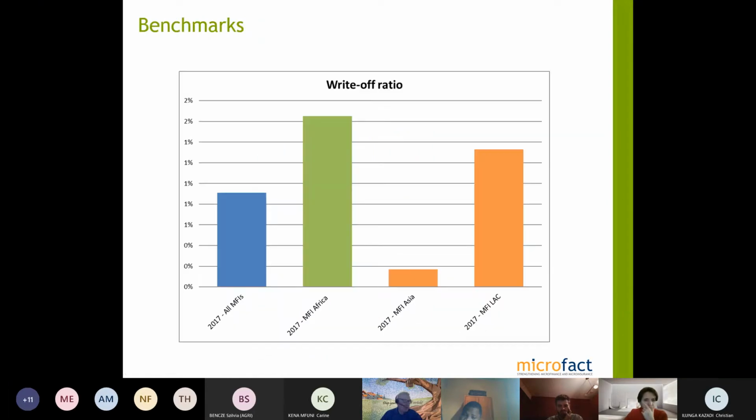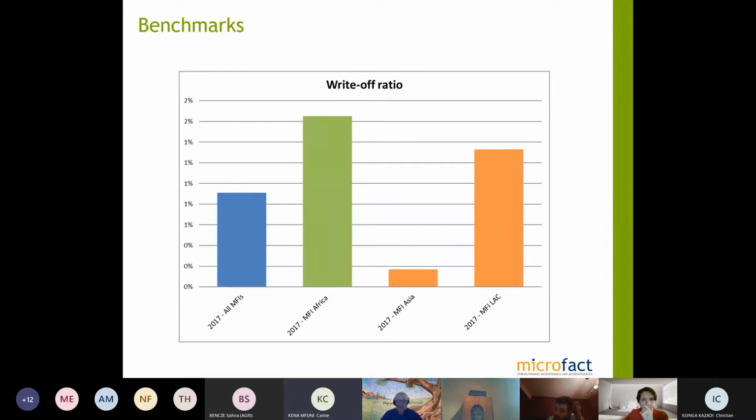Here I have some figures on write-off. As you can see, in general it's between 1% and 2%. If your portfolio quality is good, of course you don't have to write off very much. Be careful, but it's a practice you have to apply in your organization. So this is all about portfolio quality.